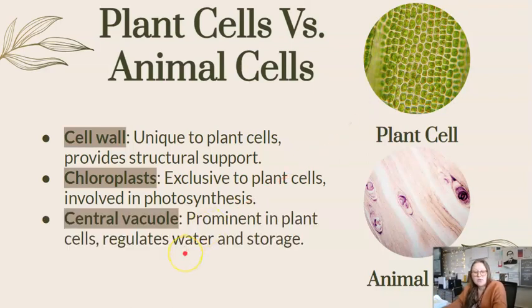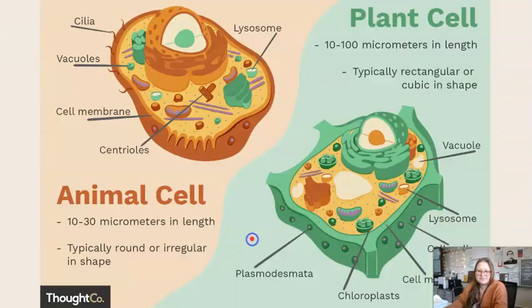And then central vacuole, it's like a little bubble kind of. It is prominent in plant cells and regulates water storage. It is not exclusive or unique, but we tend to only see them in plant cells.